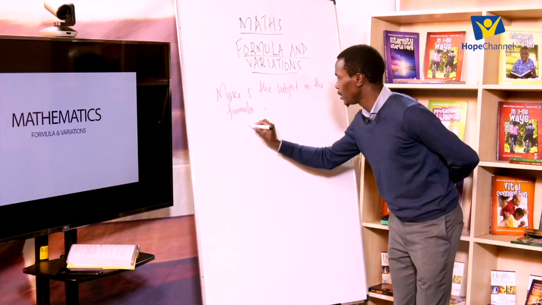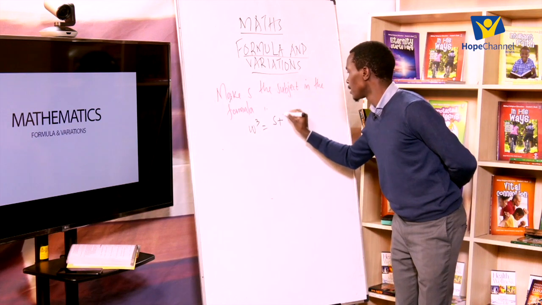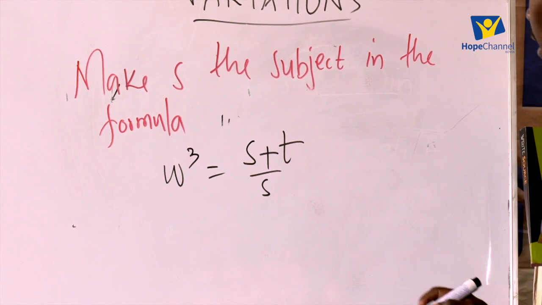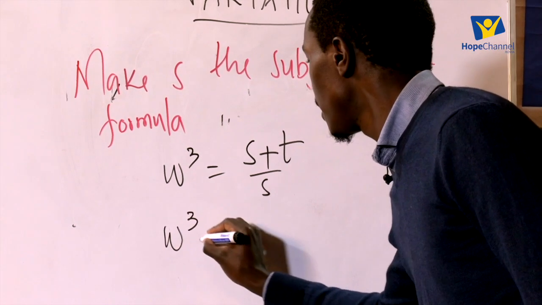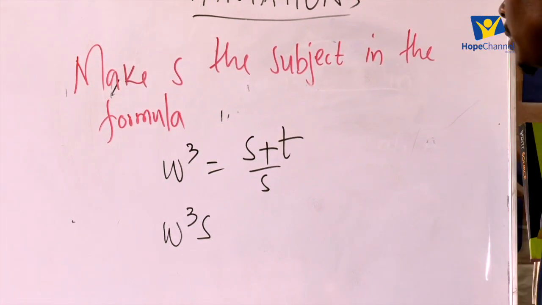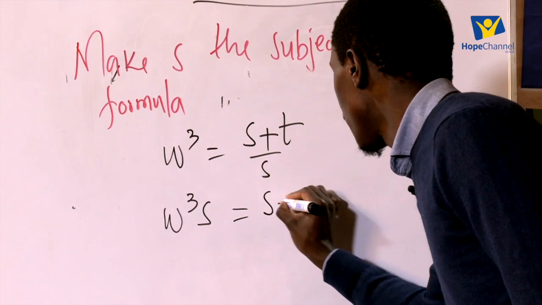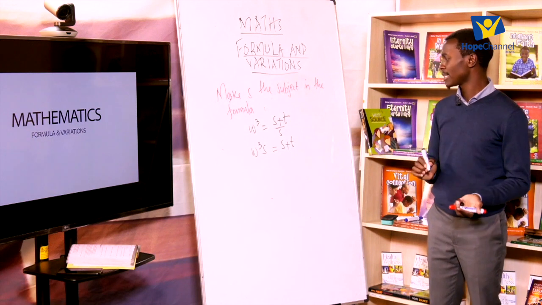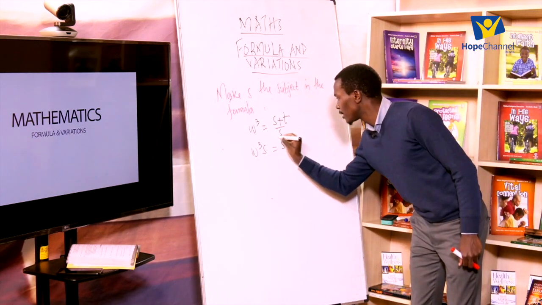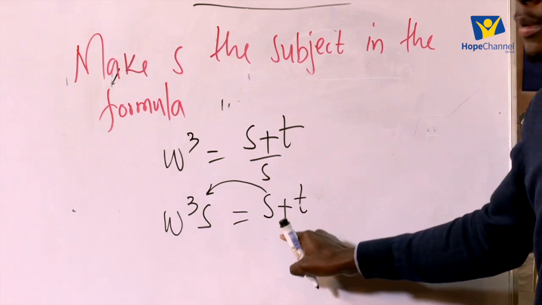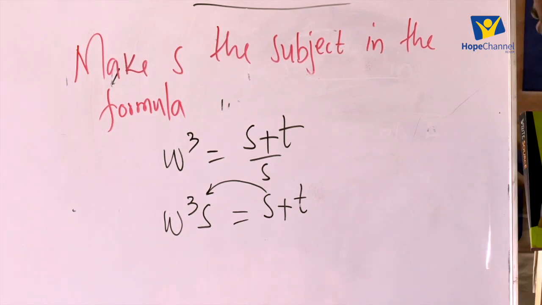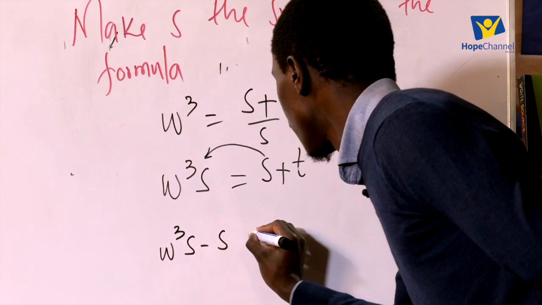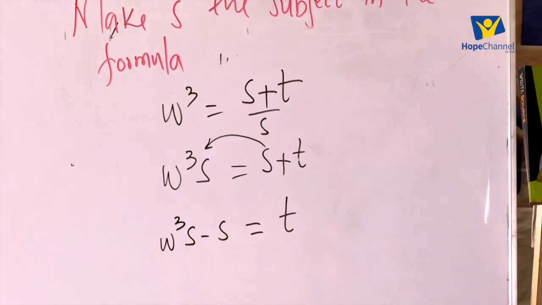So it was w cubed is equal to s plus t over s. Now by cross multiplying, we will have w cubed s, or you can have it as s w cubed, there is no problem. That one is equal to s plus t. But we need s on one side, and therefore we are going to take this s to the other side. Now remember, it is a positive, so when it crosses the equal sign, it becomes a negative. So we will have w cubed s minus s is equal to t, because t remains by itself.